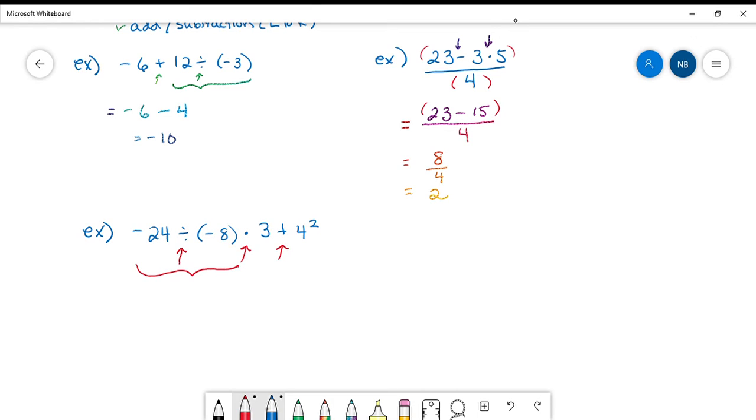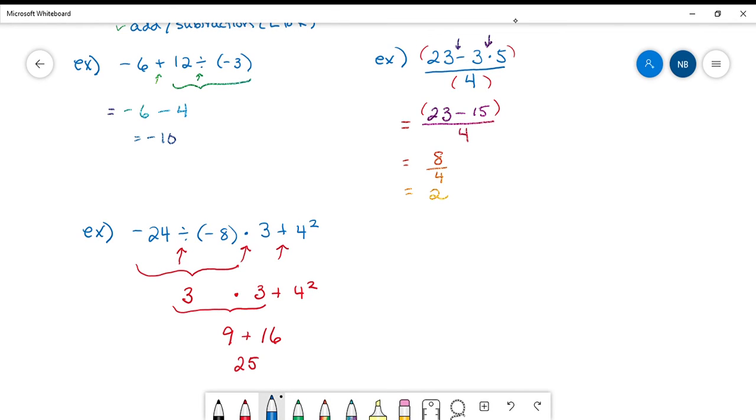Negative 24 divided by negative 8 is positive 3. Now I'm going to recopy times 3. I'm going to recopy plus 4 squared. Now I have multiplication and I have addition, so I have to do the multiplication next. 3 times 3 is 9. Now I can safely do the 4 squared is 16 because the plus sign sort of separates the multiply and the squaring parts of the problem. And now I have 9 plus 16, which of course is 25, and I'm done.